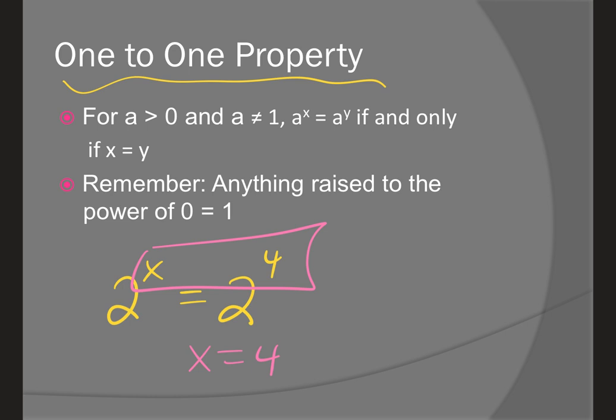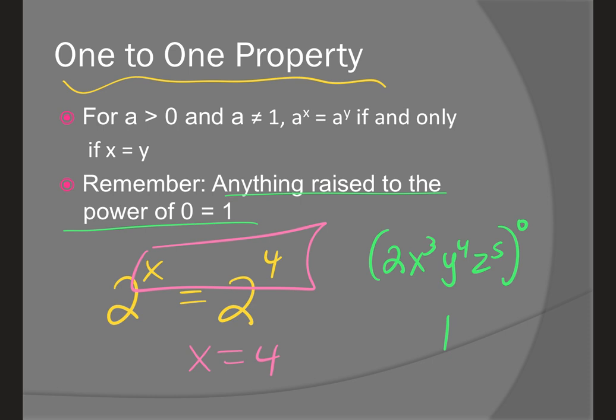The other thing you want to remember is that anything raised to the power of 0 is 1. So I could have something like 2x to the 3rd, y to the 4th, z to the 5th, and raise it all to the power of 0. And that answer is 1. Doesn't matter what's being raised to the 0 power, the answer is 1.